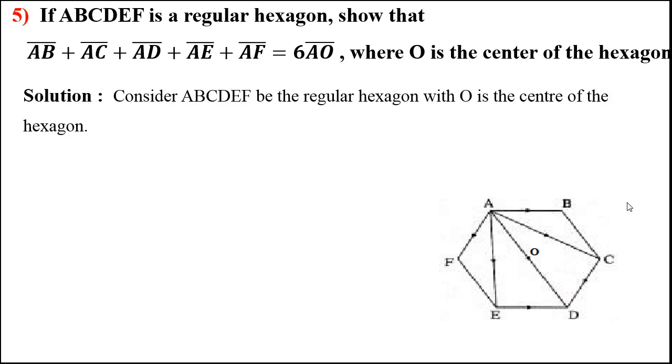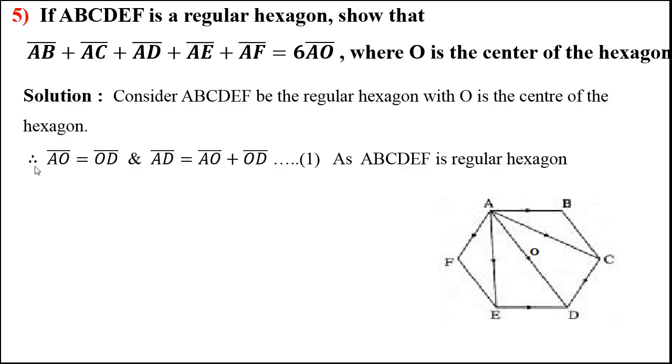O is the center of the regular hexagon. Now here also we have to see the relation between vectors. AO is equal to OD because O is the midpoint. AD is equal to twice of AO plus OD, that is twice of this. AB is equal to ED. AB आणि ED parallel आहे, equal आहे. AF is equal to CD.